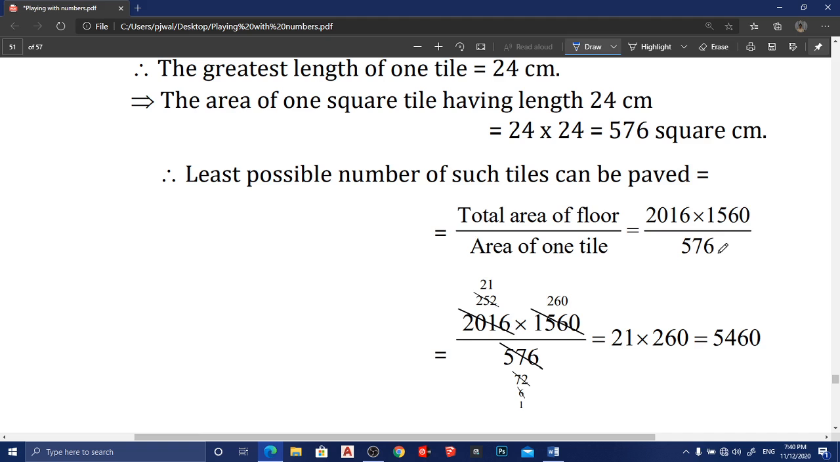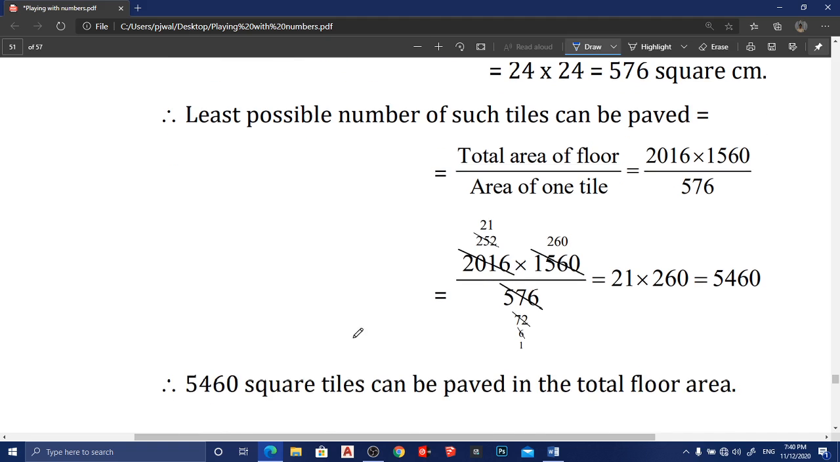Now you cancel this by using the cancellation method, or if you don't know the cancellation method, you have to multiply these two numbers and then divide this number with 576 manually by using the normal division method. I already explained the cancellation method in the previous classes and fifth class also. Once again listen here carefully. First I am taking 8 table.